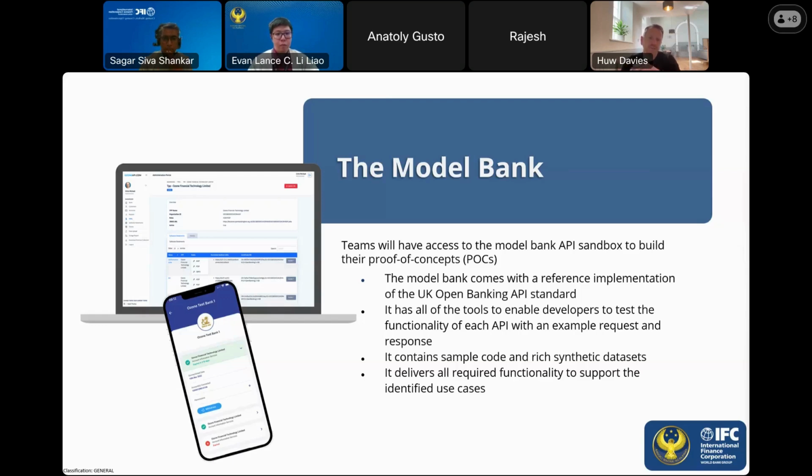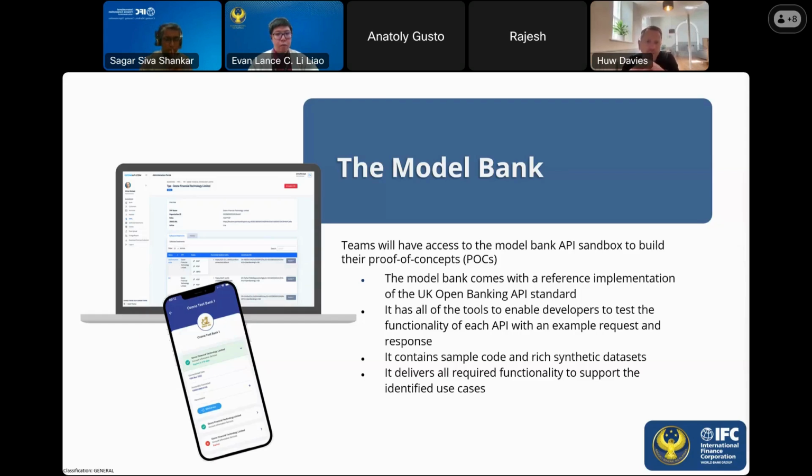The model bank sits behind a full suite of open banking APIs, a rich set of functionality around account information and payment initiation. So all of the capabilities to support the different areas of use case focus that Evan just talked about. All of the teams will be given access to the model bank, and this will give them everything they need to build their applications and their demos and to bring it to life as part of their submission.